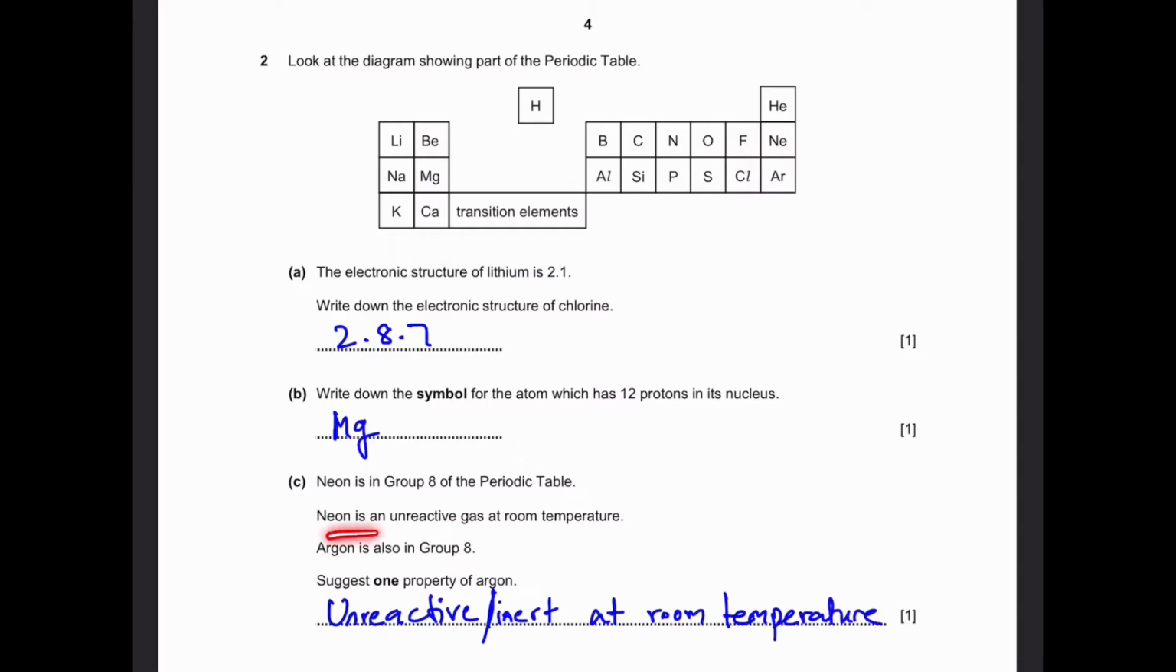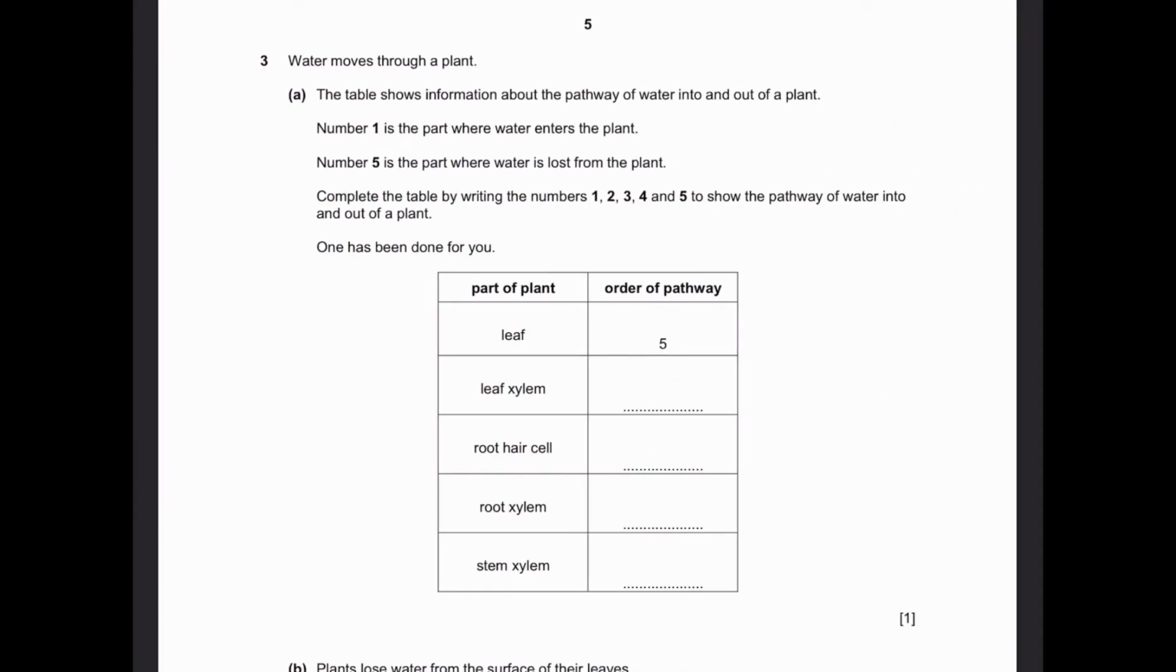And especially since this question is already given that this is unreactive at room temperature, we can just write that. That's our answer. Let's go to question 3. Water moves through a plant. A. The table shows information about where the pathway of water goes into and out of a plant.